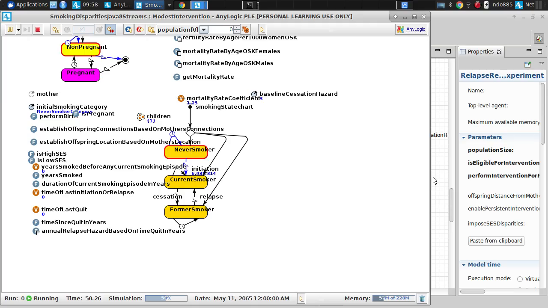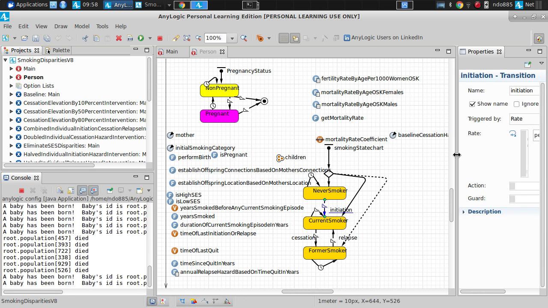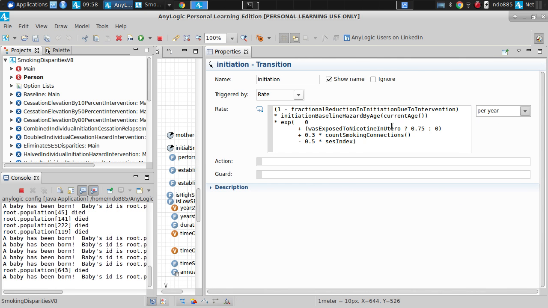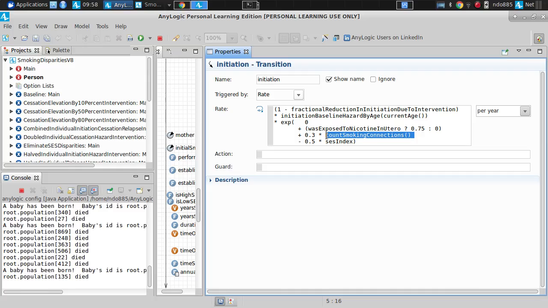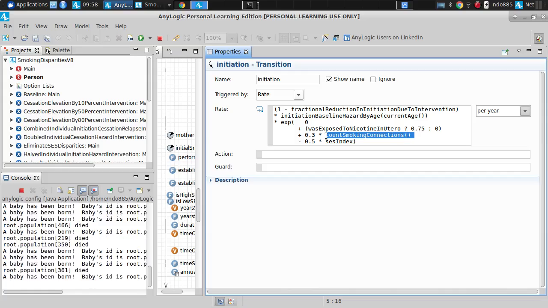there's a way in which initiation depends on not just one's age, not just one's SES in a fixed way, but the number of connections you have who are smokers. If you prevent a given individual from relapsing into smoking, that's one less person to tempt others to uptake smoking, or one more person that might get someone else to quit smoking as well. So there's these ripple-through effects.